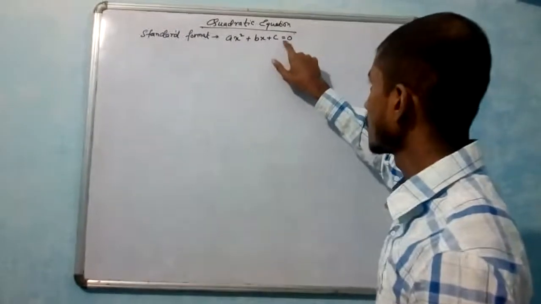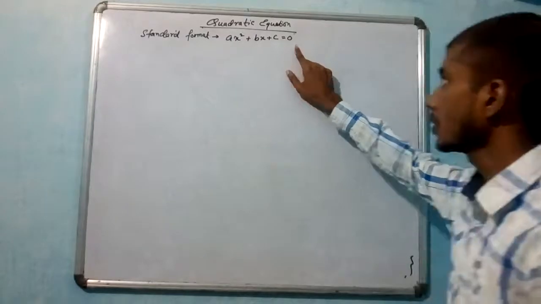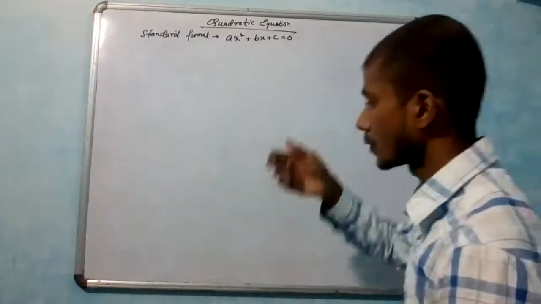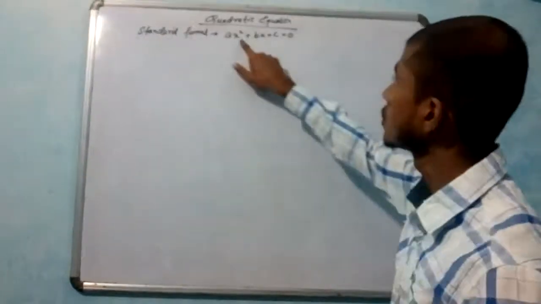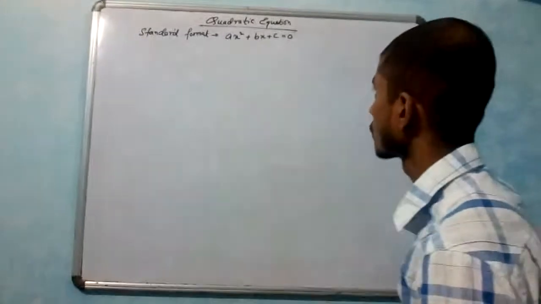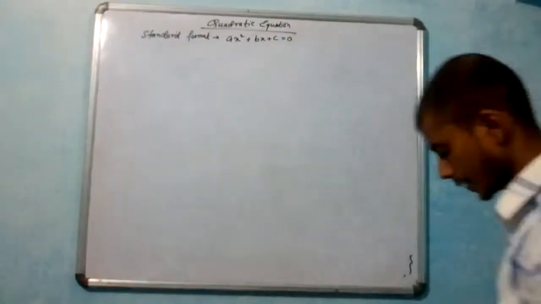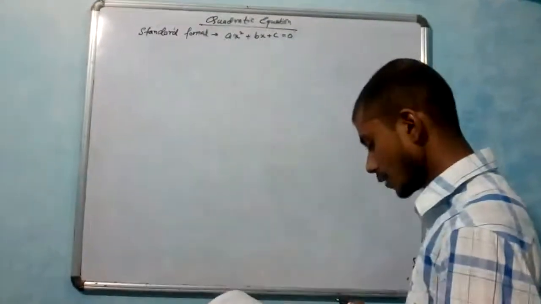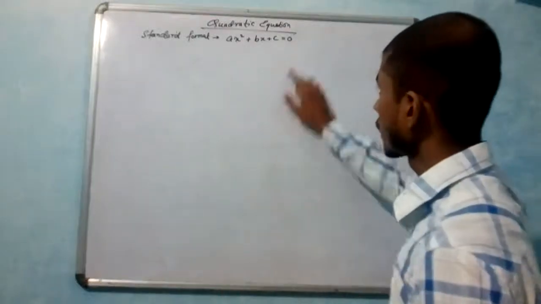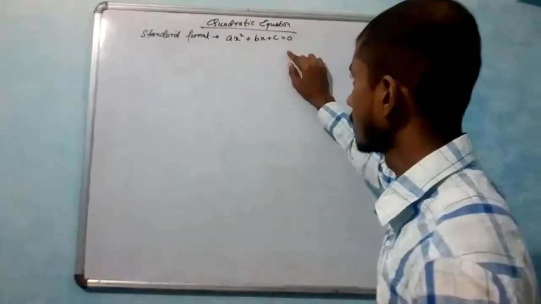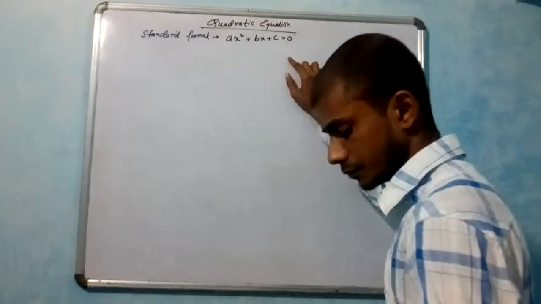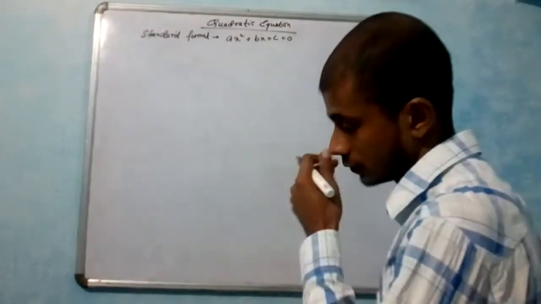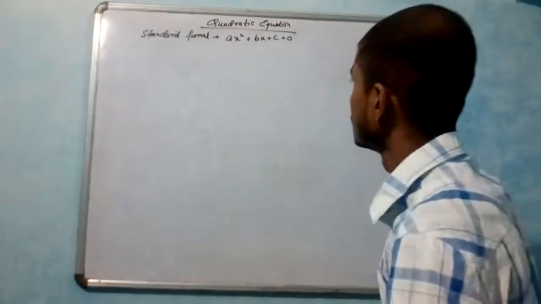In this, a polynomial equated to 0 is called an equation, a polynomial equation. And since the degree is 2, it is called a quadratic equation. So for any equation to be called quadratic, the degree must be 2.